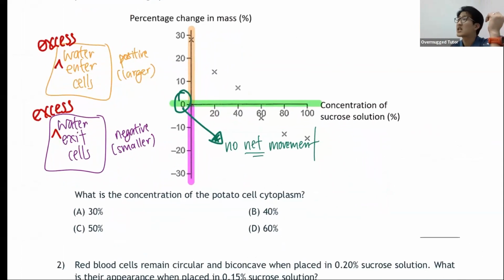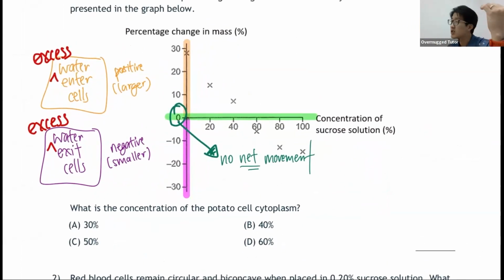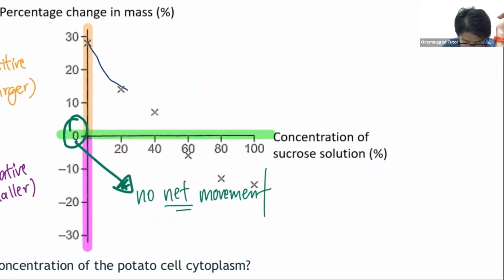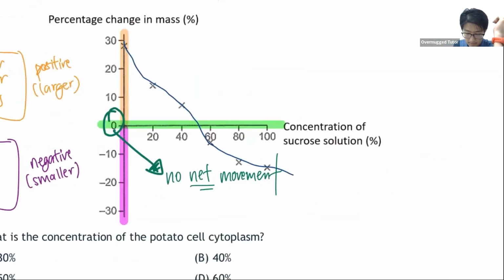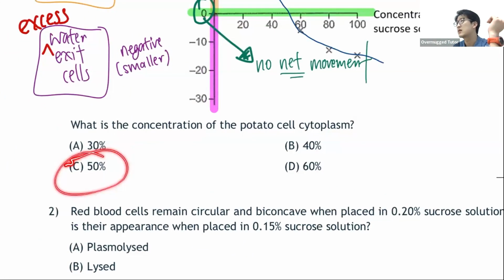And hence, the question is asking us to identify what is the concentration of the potato cell cytoplasm. If we take this best fit line, we will see that we intercept this no change at approximately 50%.